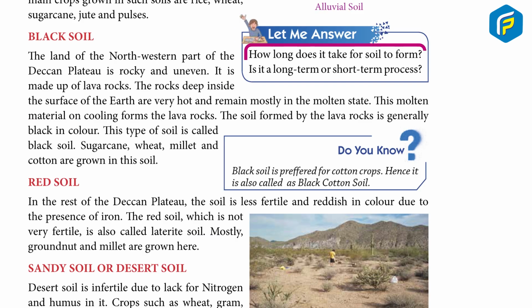Let me answer. How long does it take for soil to form? Is it a long-term or short-term process?